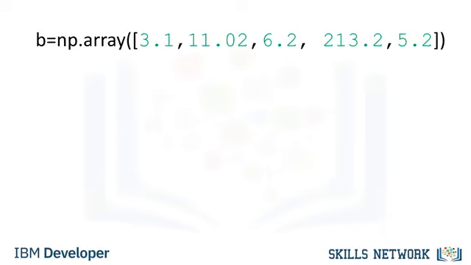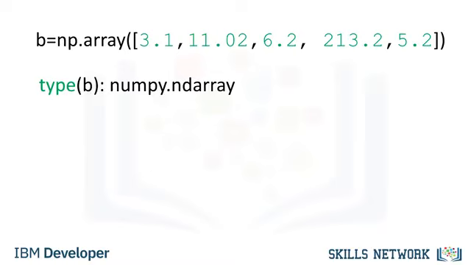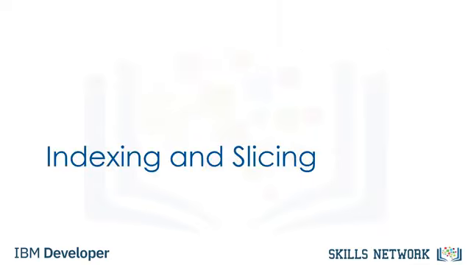We can create a Numpy array with real numbers. When we check the type of the array, we get numpy.ndarray. If we examine the attribute dtype, we see float64 as the elements are not integers. There are many other attributes. Check out numpy.org.